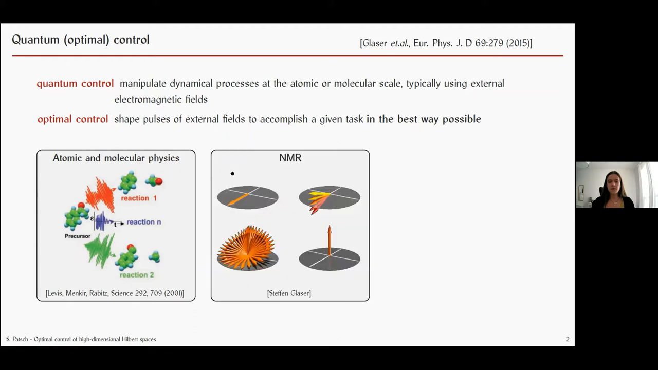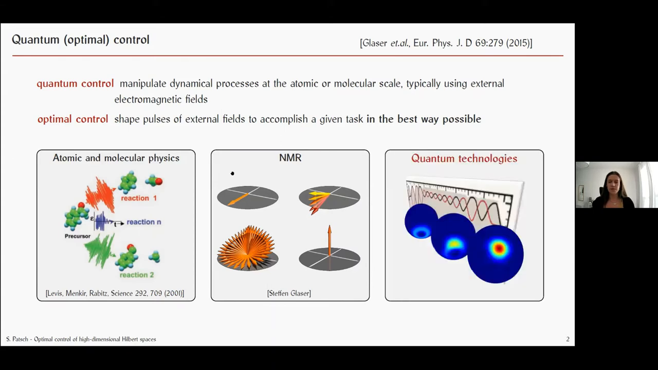The second field where optimal control is very popular is NMR, which has already reached commercial applications and where current research interests lie in the field of spin cooling and engineering of quantum sensors. That keyword already brings us to the third area, which is quantum technologies, which I hardly need to motivate here. And here you see a picture of my own research, which I'm going to present to you in the following.